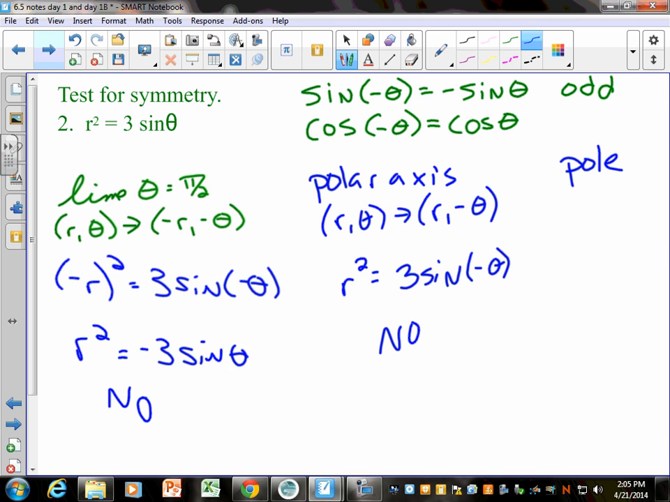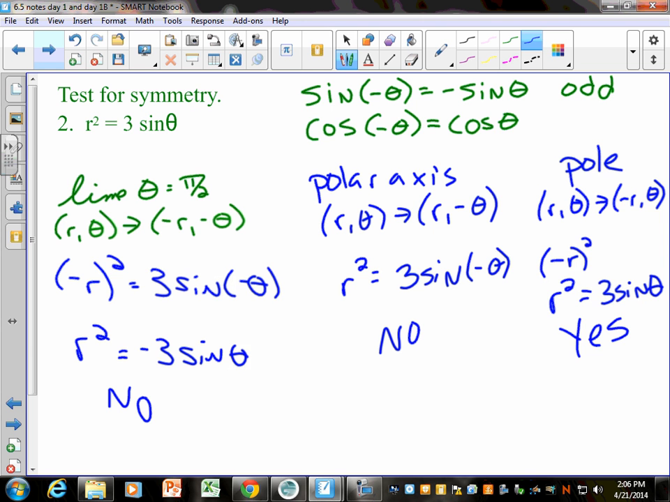The pole, that's the origin. That's where you're going to change r and theta to negative r, positive theta. And this is where we did this with x's and y's. You learned very quickly that you could kind of just tell by looking and you didn't work it out. If I plug in negative r and a positive theta, am I going to get back what I started with? Yeah, because negative r squared is just going to be r squared, and if I don't change theta, it stays the same. Because I get back what I started with, the answer is yes.